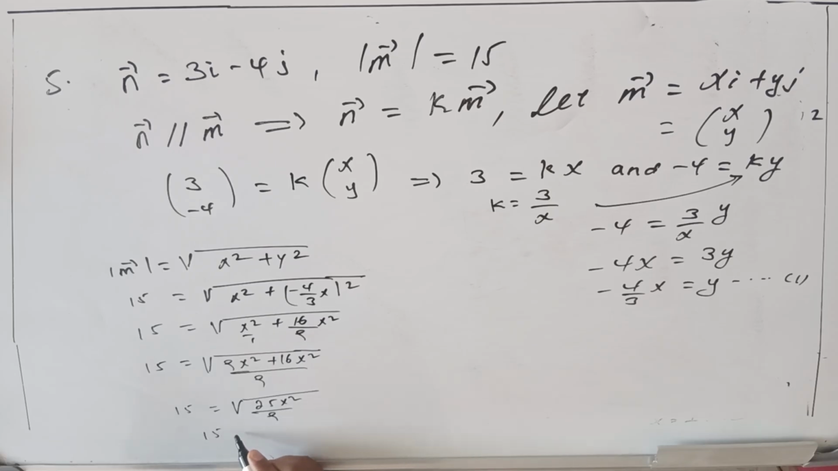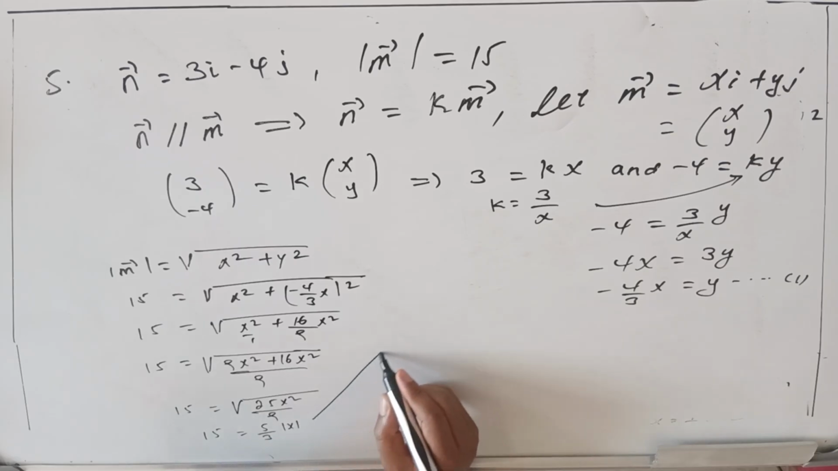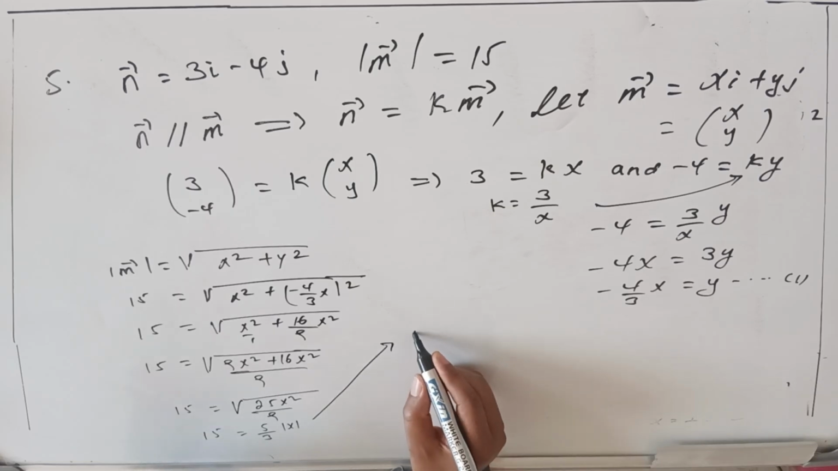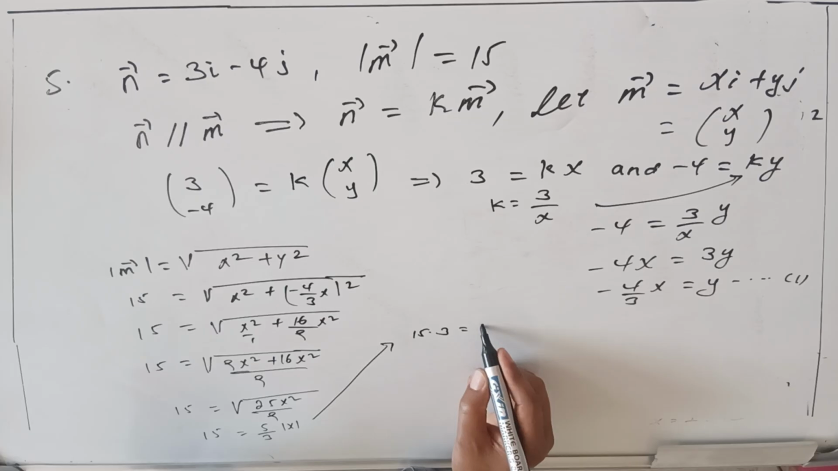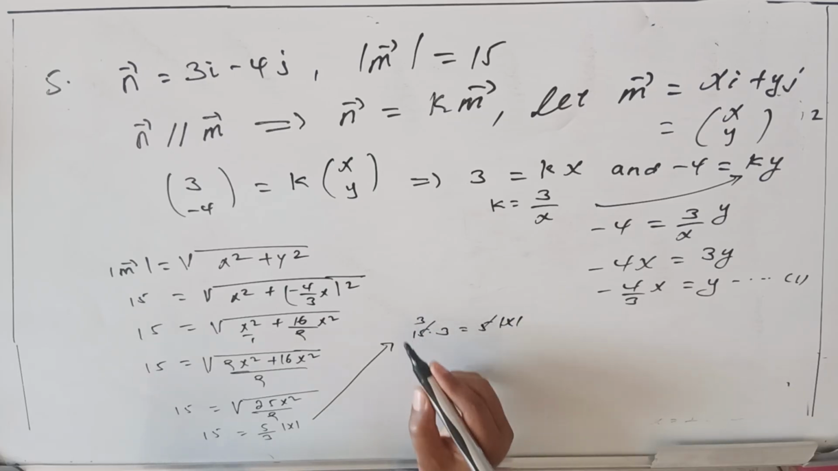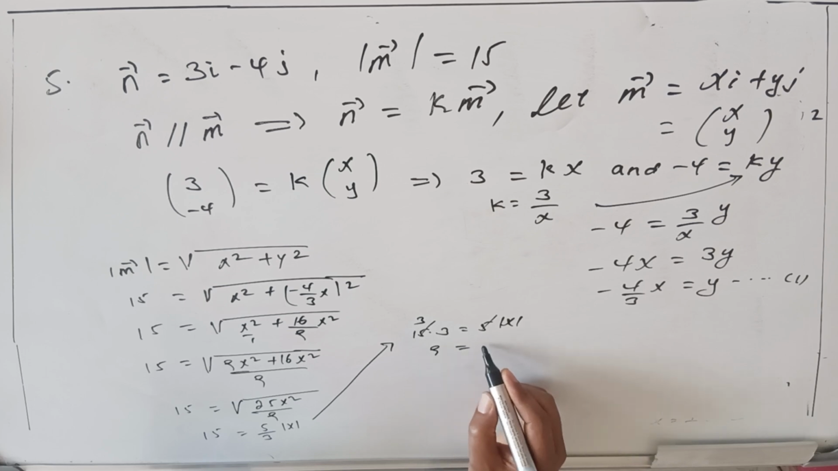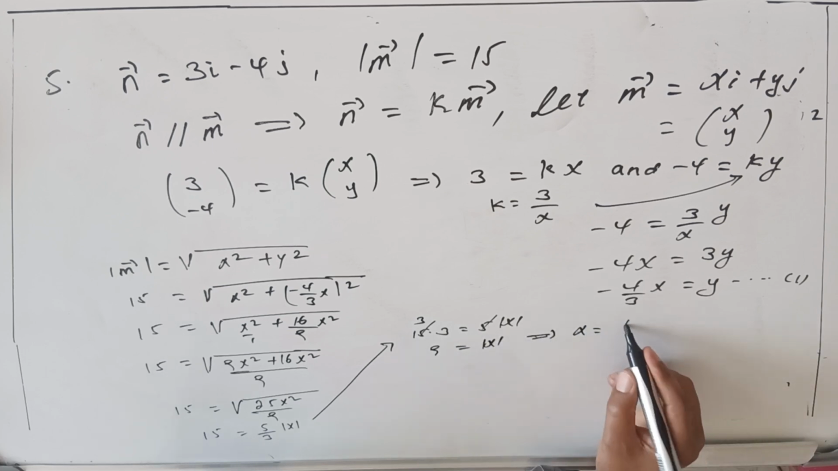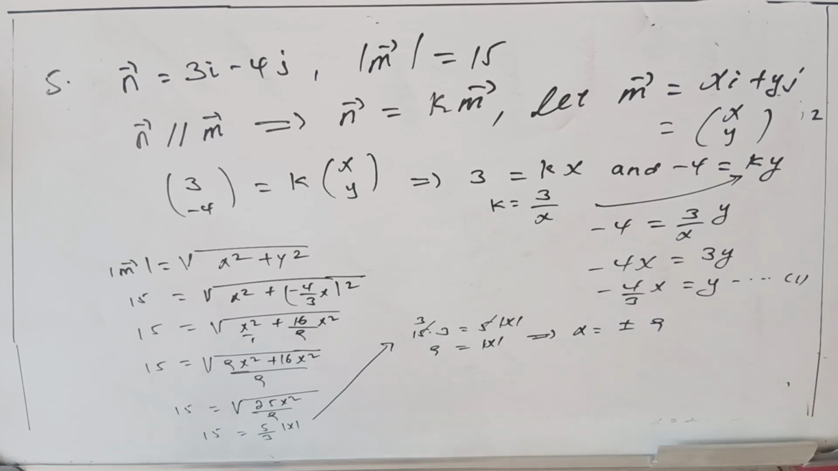That is, 15 is equal to... square root of 25 is 5, square root of 9 is 3, square root of x square is absolute value of x. So 15 times 3 is equal to 5 times absolute value of x. Divide by 5, 15 over 5 is 3, so 9 is equal to absolute value of x. This implies x is equal to plus or minus 9.